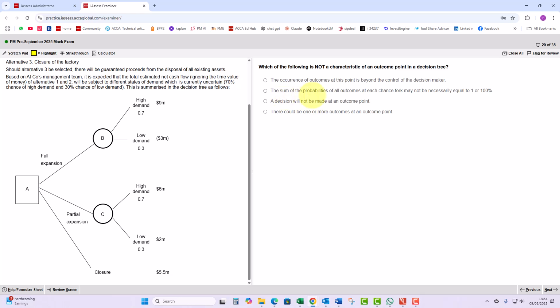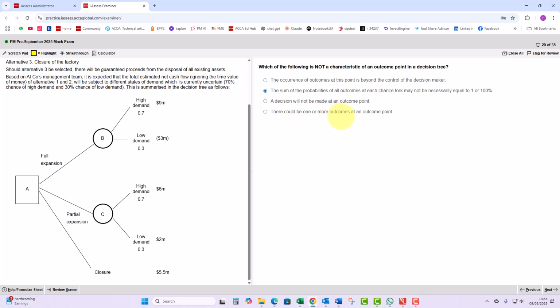The sum of the probabilities of all outcomes at each chance fork may not necessarily equal 1 or 100%. That is false, that's incorrect, so that's the answer. Everything that feeds into a decision point, i.e. the fork, has to total 1 in terms of its probability, or 100%. A decision will not be made at an outcome point. That's true. Decisions are made at a decision point.